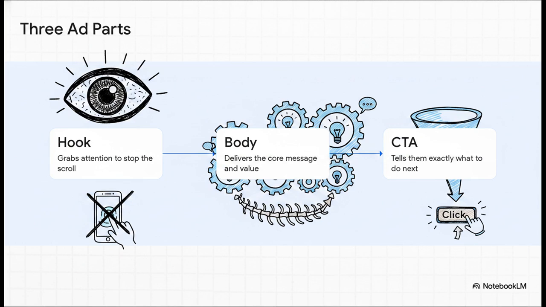Step 2 is the body, where you deliver the core message and the actual value. And step 3 is the call to action, or CTA, which literally tells them exactly what to do next. It is genuinely that simple. You do not need a degree in copywriting for this. You just need to follow the skeleton.